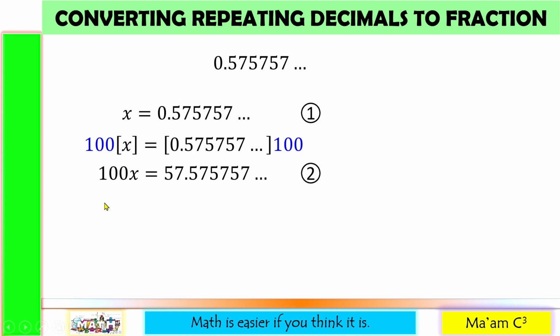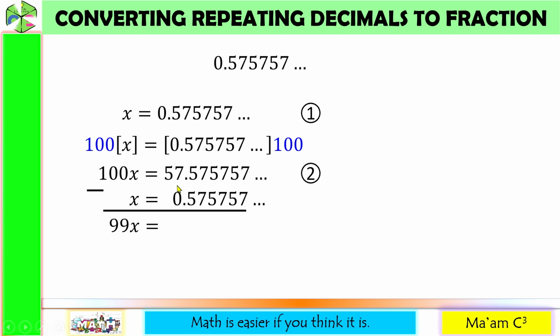Next step, let us subtract equation 1 from equation 2. So 100x minus x is equal to 99x. 57.57575757 minus 0.57575757. This 0.575757 here will just cancel out. 57 minus 0 is equal to 57. Now let us solve for x. And to do that, we're going to divide both sides by 99. So 99 here will just cancel out. So we have x is equal to 57 over 99.